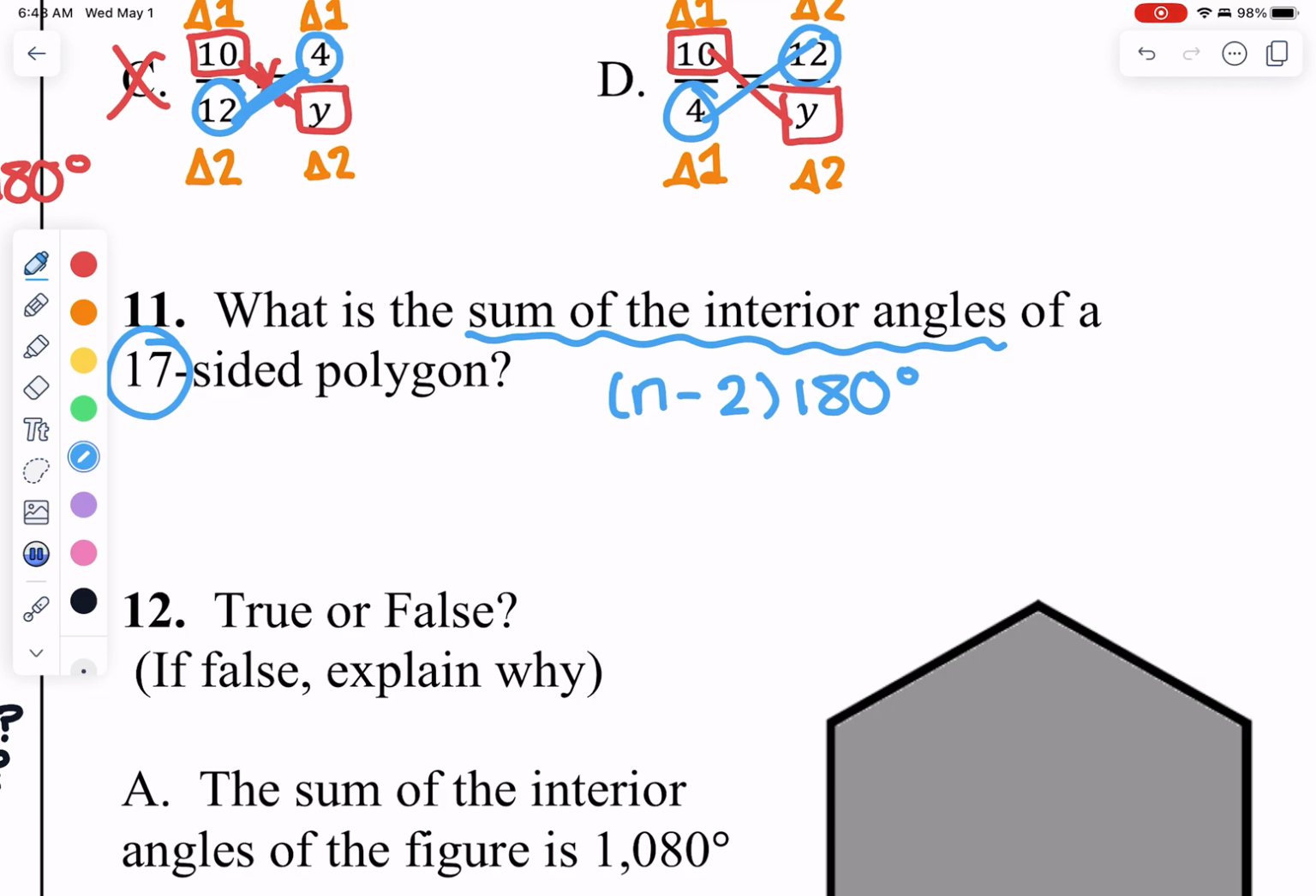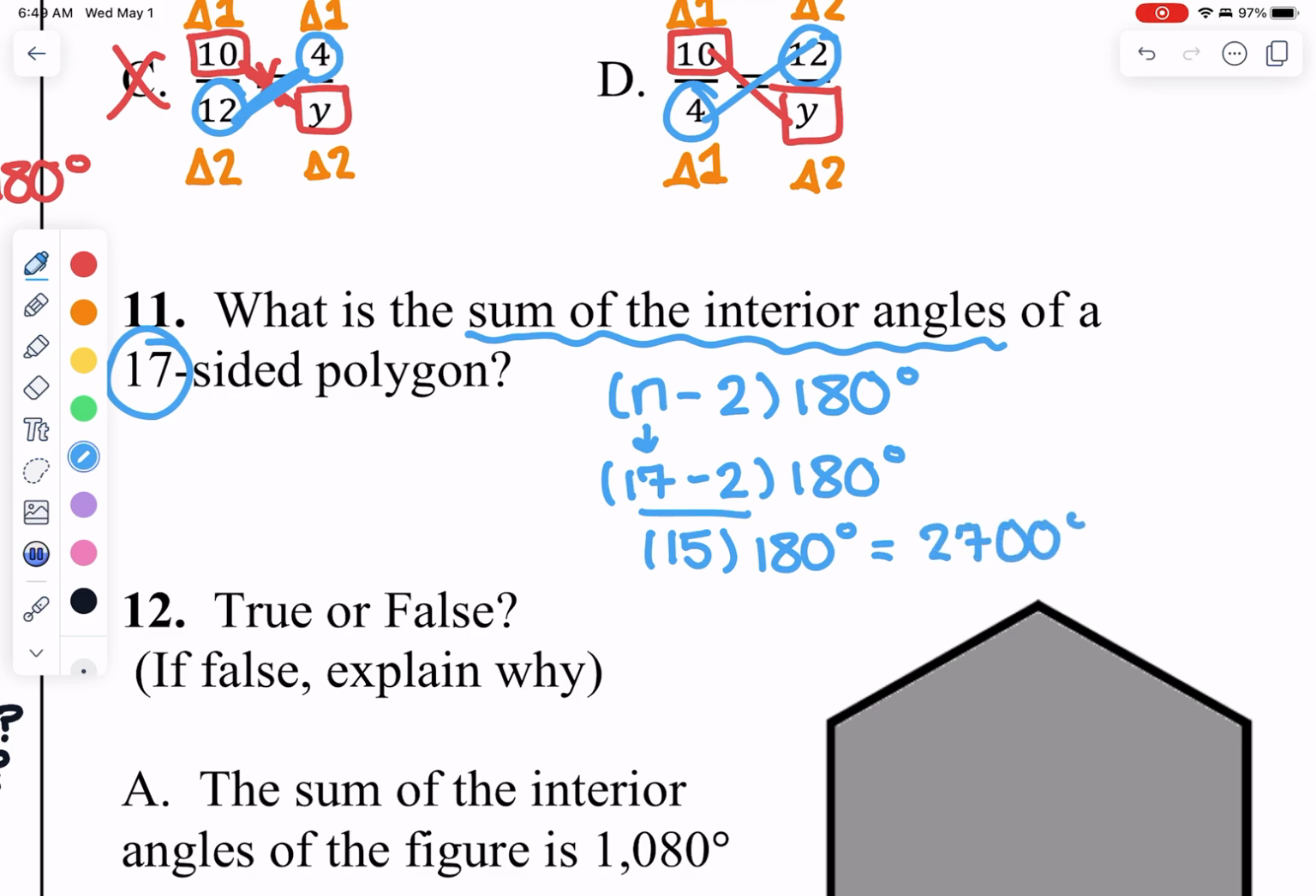Okay? So, if this is a 17-sided polygon, N is going to be 17. On the inside, I have 17 minus 2. Multiplied by 180, parentheses first, people, 15 times 180. This cannot happen in my calculator brain. Not at 9:25 p.m. 15 times 180 in my phone calculator is 2,700. That is how I calculate the sum of the interior angles of a 17-sided polygon.